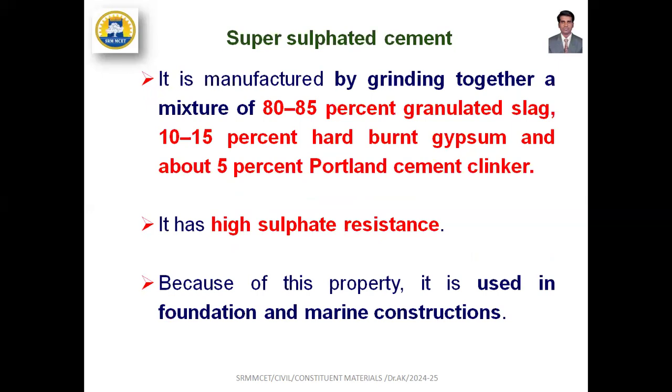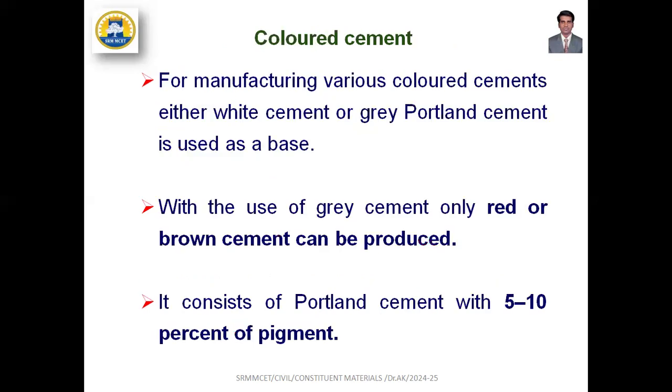Next one is super sulfated cement. This type of cement is normally used where the construction works have very high sulfate attack. This cement is obtained by adding 80% of slag content, 10% of gypsum content, and 5% of Portland cement clinker. This type of cement is normally used in foundation and marine constructions.